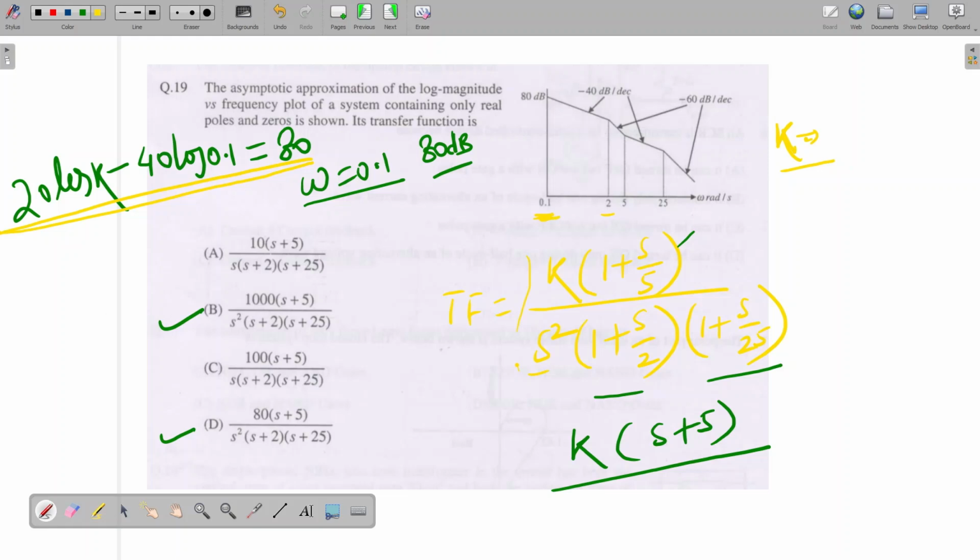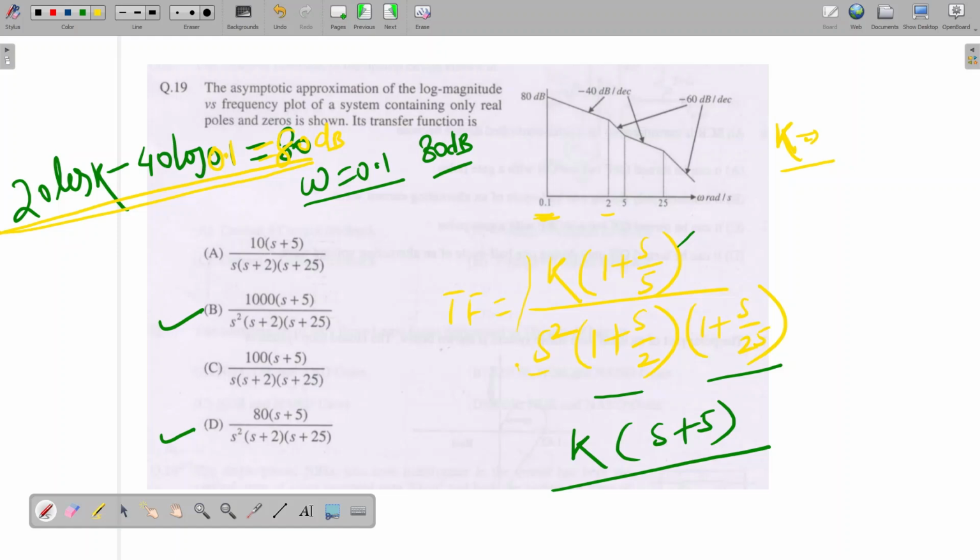So while calculating the magnitude, we'll neglect all the corner frequencies which are greater than 0.1. So 20 log k minus 40 log omega, because of s square, at omega equal to 0.1. We are getting the magnitude as 80 dB. Is this equation clear, for the calculation of k?